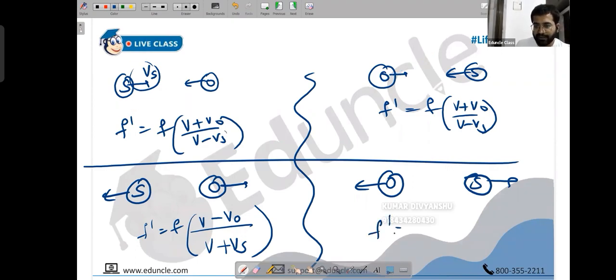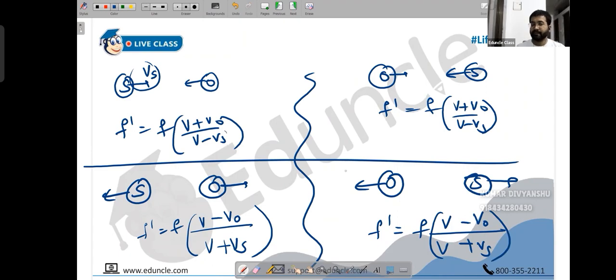So here also, you could have used f dash as f into v and v. Again, observer direction is reversed, so plus vo will become minus vo. Source direction is reversed, so minus vs will become plus vs. Now suppose in exam they would have asked you. So basically, when both are moving away from each other, upper minus, lower plus.